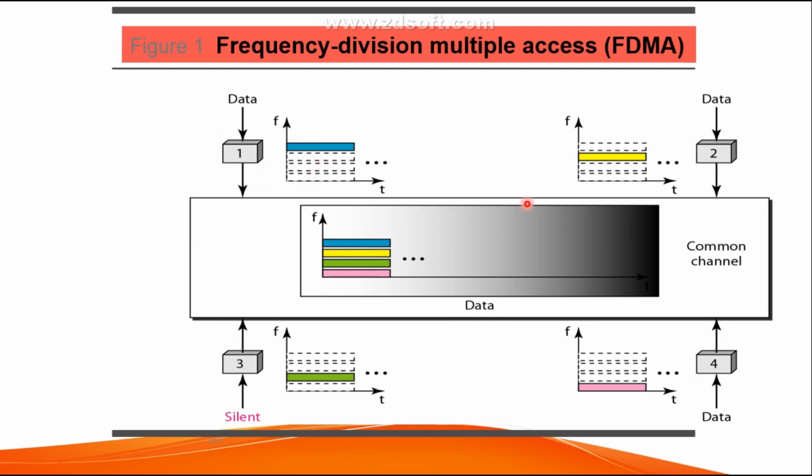Each station uses a band pass filter to confine its transmitter frequency. Now we can see this figure. Station 1 has been allocated a frequency band, then station 2, station 3, and station 4. From the figure you can see that the stream of data, the continuous flow of data, is transmitted through a particular band for the entire duration. FDMA is basically used in cellular telephone systems.